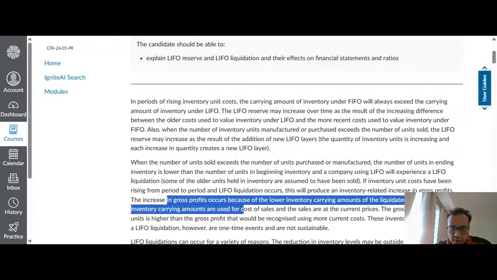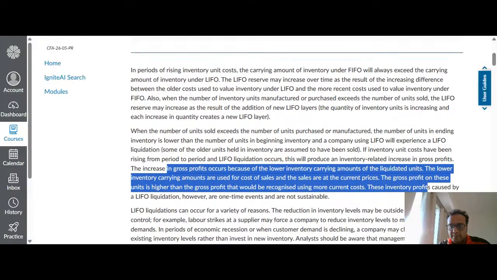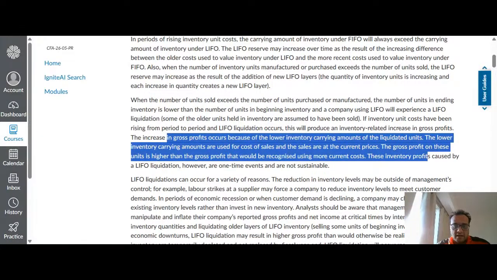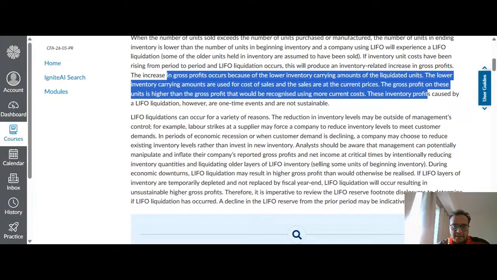The increase in gross profit occurs because of the lower inventory carrying cost of the liquidated units. The lower inventory carrying amounts are used for cost of sales and sales at the current prices. The gross profit of this unit is higher than the gross profit that would be recognized under the current cost. This inventory profit caused by LIFO liquidation, however, is a one-time event and not sustainable.